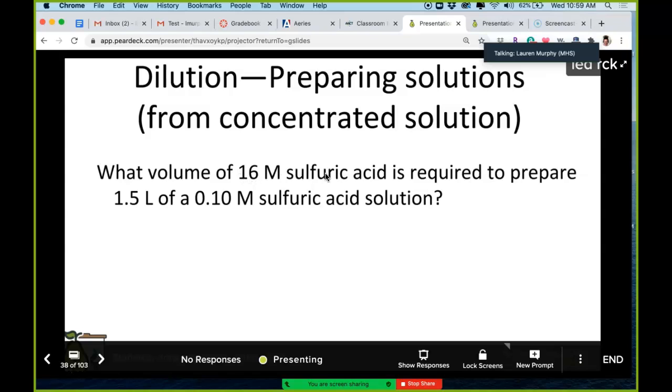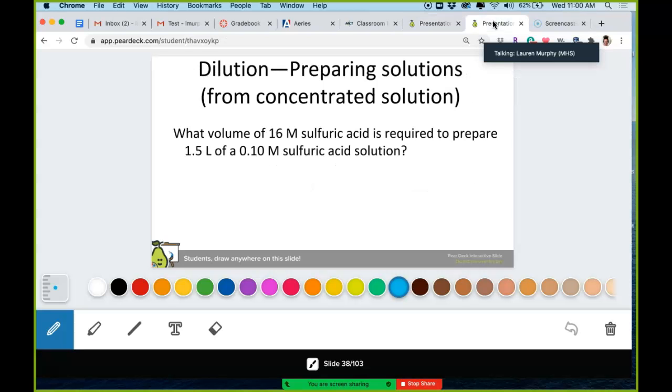So they take 16 molar sulfuric acid, and they want to know how much of it is required to prepare, and now they're going to make this new solution. So the sulfuric acid is already in liquid form. It's a solution. Now they want you to make 1.5 liters of it, but they want its concentration to not be 16 anymore. They want it to be 0.1 molar. So obviously a huge dilution is going to have to go on if you're going from 16 molar to 0.1 molar. So the math isn't very difficult, so let's do it.